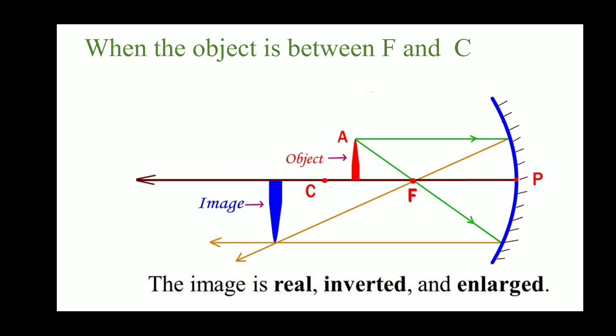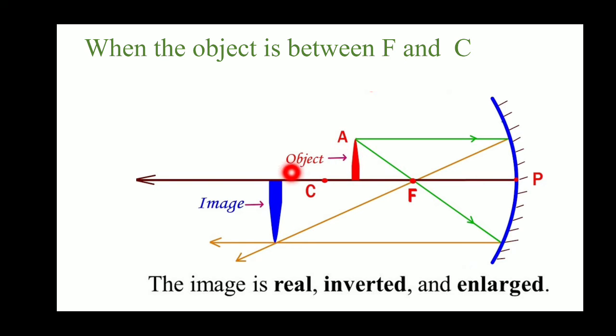This is the same diagram. Object is kept between C and F. So the red one is the object. The first ray, the green one, is the incident ray parallel to the principal axis, and the reflected ray is passing through the focus. The second ray, passing through the focus, after reflection is parallel to the principal axis. Those rules only we have to follow. Now see, at this point both the reflected rays are meeting. Then what do I have to do? I have to draw a perpendicular from the principal axis to this point. Draw a line. Now see, at this point I get a real image.